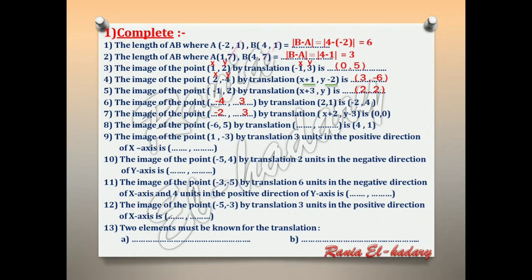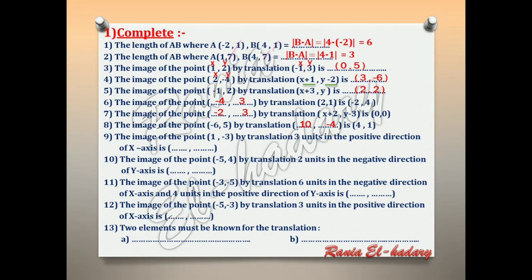Number 8: the image of the point (-6, 5) by translation is (4, 1). So we have the point and its image. What is the translation? Doing subtraction: image minus point. Image (4, 1) minus (-6, 5). X minus X: 4 minus negative 6 equals 10. 1 minus 5 equals negative 4.